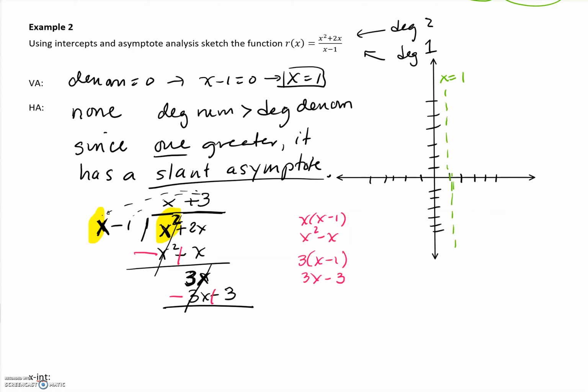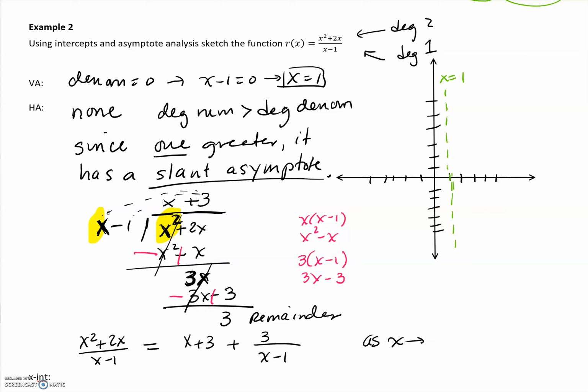The first guys have to cancel, and then you have a remainder of 3, and you don't continue any further because you don't have any x's left. The degree of your remainder is smaller than the degree of what you were dividing by. So in other words, x squared plus 2x over x minus 1 is equivalent to what you got as your quotient plus the remainder. So basically all I did was I did long division like you do with numbers, where you get an answer along with your remainder.